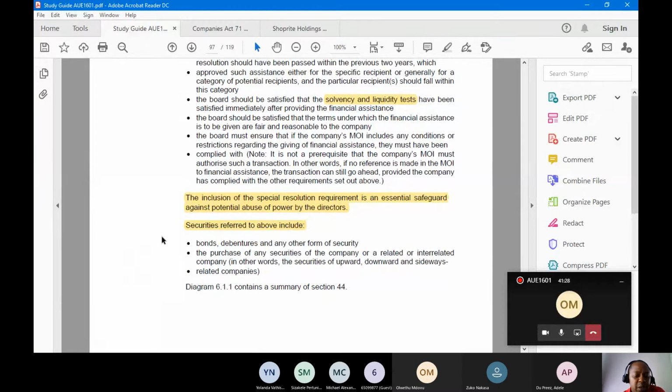And then what do we mean by securities? As a recap, securities referred to above could be bonds, debentures, or any other form of security. It could be the purchase of any securities of the company or a related or interrelated company. In other words, the securities of upward, downward, and sideways companies. For example, you've got the holding company, and below that you've got the subsidiary. It could also be sideways, where a subsidiary is buying into another subsidiary.